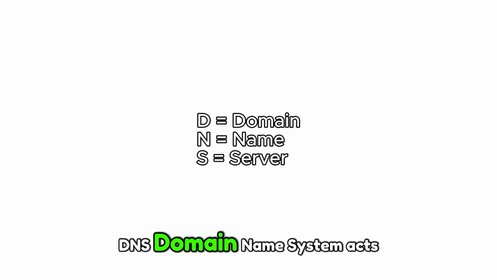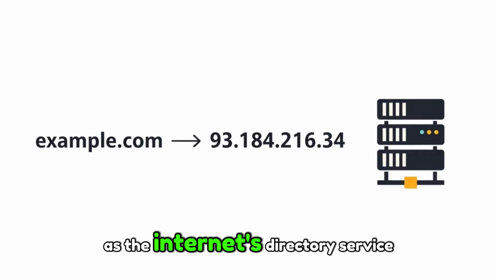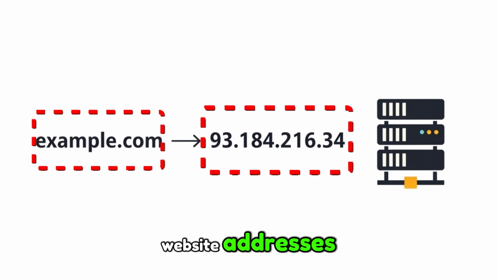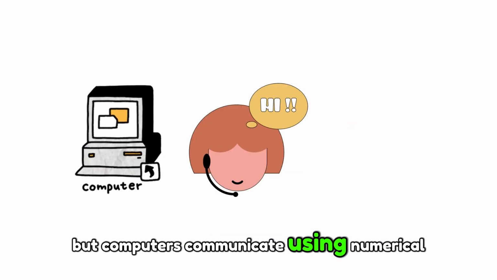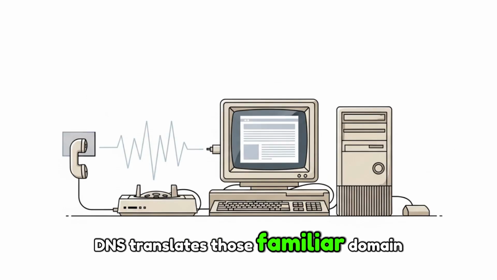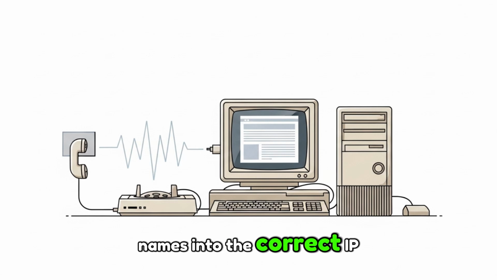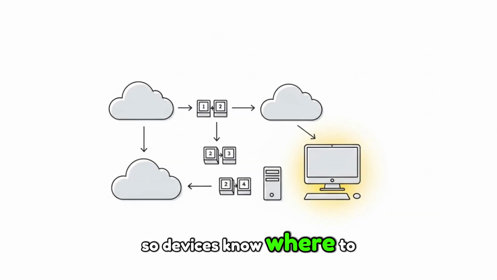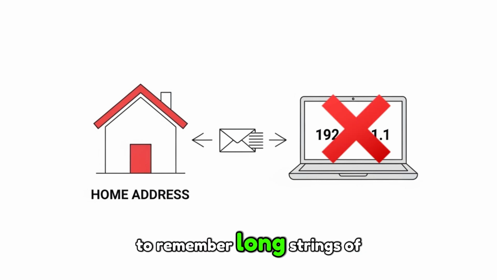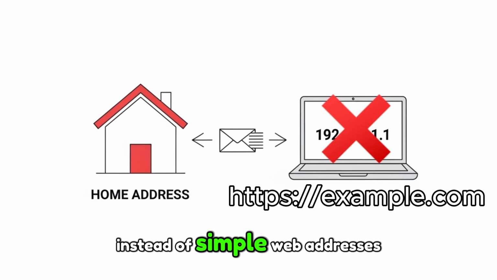DNS, Domain Name System, acts as the Internet's directory service. Humans prefer readable names like website addresses, but computers communicate using numeric IP addresses. DNS translates those familiar domain names into the correct IP address so devices know where to send requests. Without it, users would have to remember long strings of numbers instead of simple web addresses.